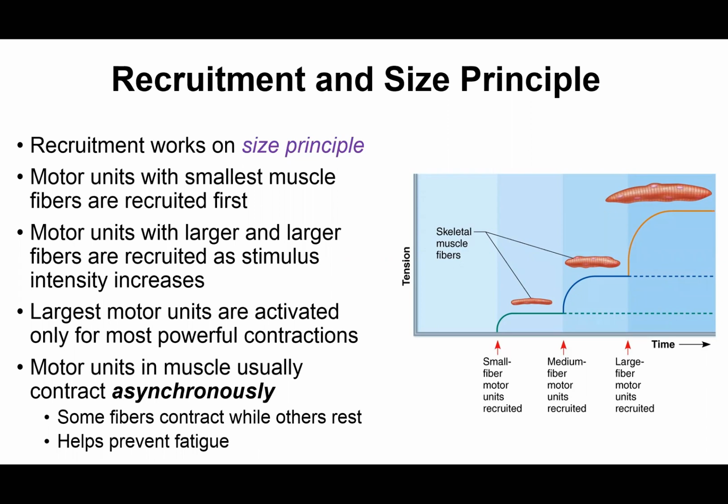Additionally, these motor units in the muscle usually are contracting asynchronously. This just means that some of the fibers are contracting while the other ones rest, and this helps to prevent fatigue. So this is just showing you that first, the small fiber motor units are recruited, and then as time goes on, we'll recruit the mediums, and then we'll recruit these large fiber motor units. And this stepwise fashion will lead to an increase in tension.